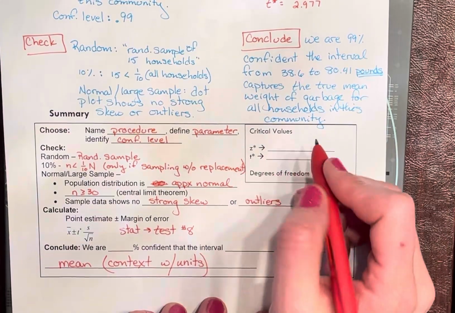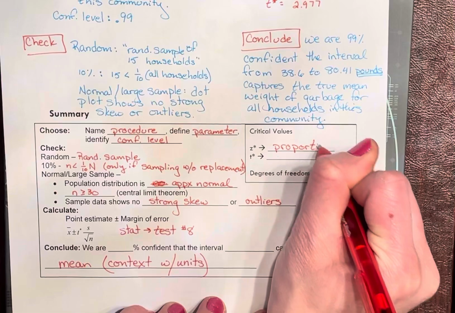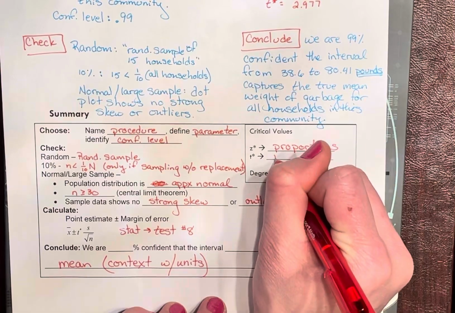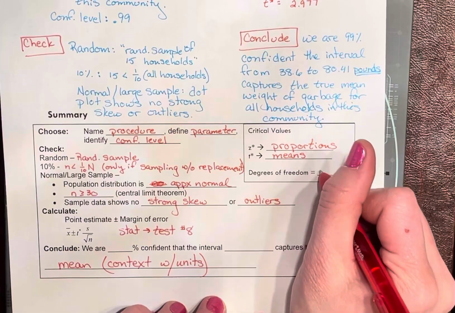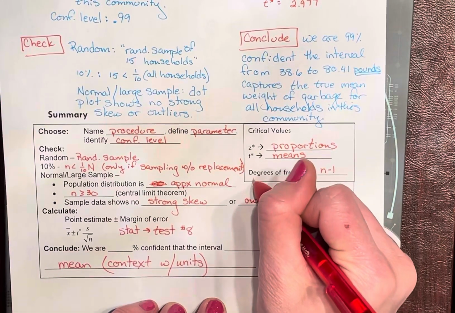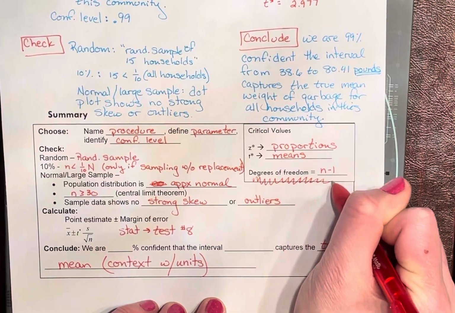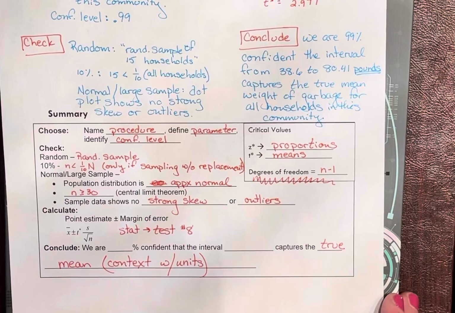Summary here, Z stars for proportions. We're not doing proportions this unit, we're doing means. So T star is for means. And the degree of freedom is n-1. You have some words here. They should have been deleted. Erase them. The thing about always round, don't round. Cross it off. That's not a thing.